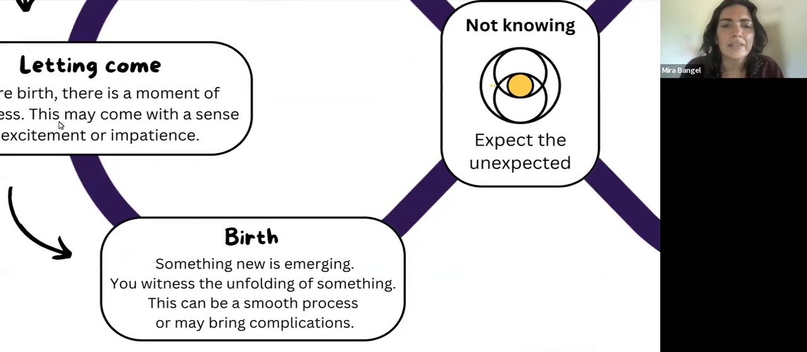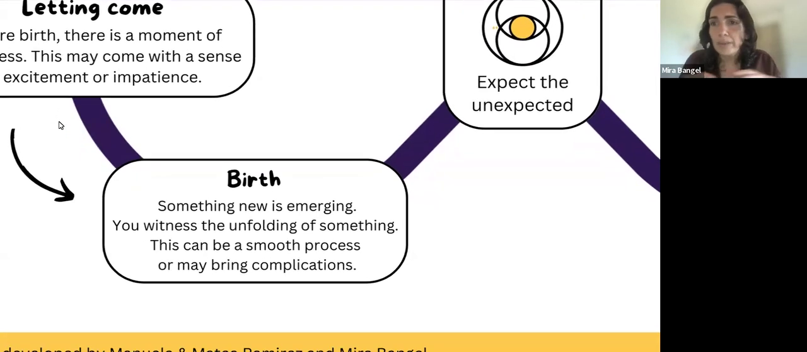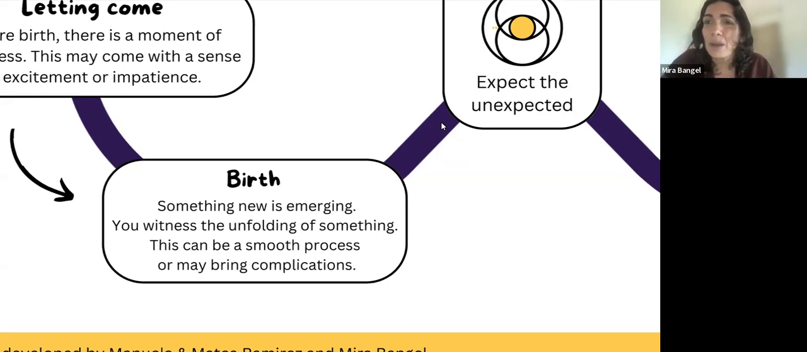Then, on the other side, you have birth, which is the moment where something new is emerging. You're really seeing the unfolding of something. It's the birth of a plant, the birth of a baby, but it can also be the birth of an idea. So the kickoff of something, for example, is a wonderful birth moment, or developing a roadmap of where you want to go. You're at the beginning of something and it's slowly unfolding. This might be a very smooth process in some cases, and in some cases there might be a lot of complications and it might be a really difficult process.